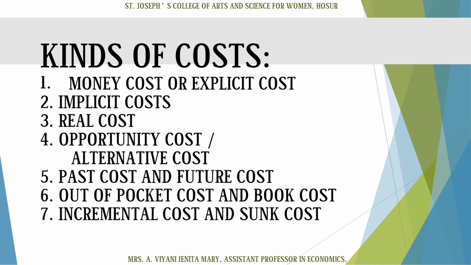That is, most probably the entrepreneur won't take salary for his efforts. He won't take rent for his own building. Those things are called implicit cost. Then next one is real cost, that is the trouble, sacrifices, pains, efforts, different kinds of labor. All these things have economic value, money value, but we are not considering that. So this is coming under real cost.